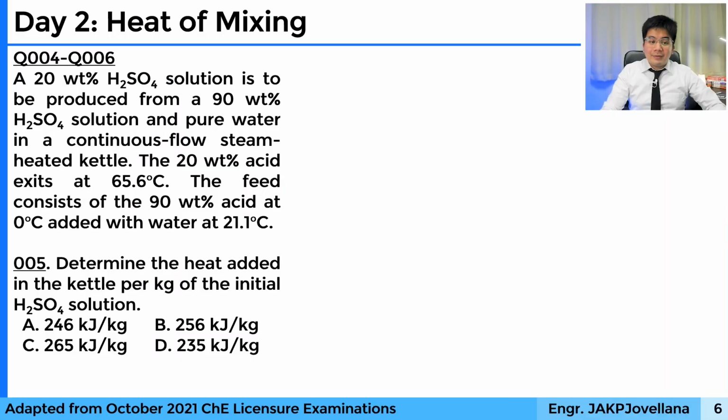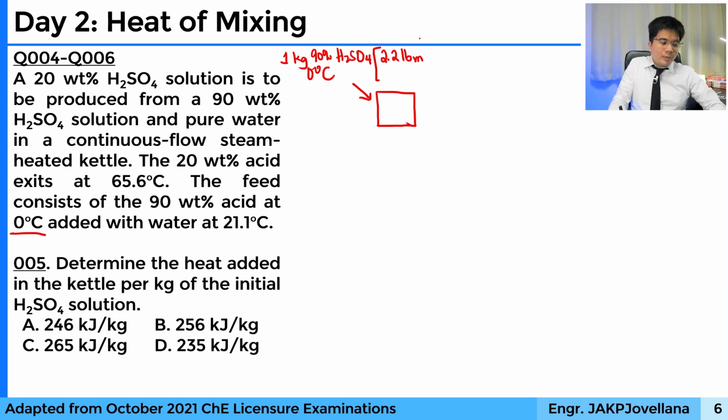Next, for question number 5, determine the heat added in the kettle per kilogram of the initial sulfuric acid solution. We have calculated from the previous problem. Suppose this is our kettle. We have 1 kilogram of 98% sulfuric acid and its temperature is 0 degrees Celsius. We can convert this to English units as 2.2 pound mass of 98% sulfuric acid, and 0 degrees Celsius is 32 degrees Fahrenheit. The other stream of our feed is water. We have calculated that we need 3.5 kilograms of water, and this is fed at 21.1 degrees Celsius.